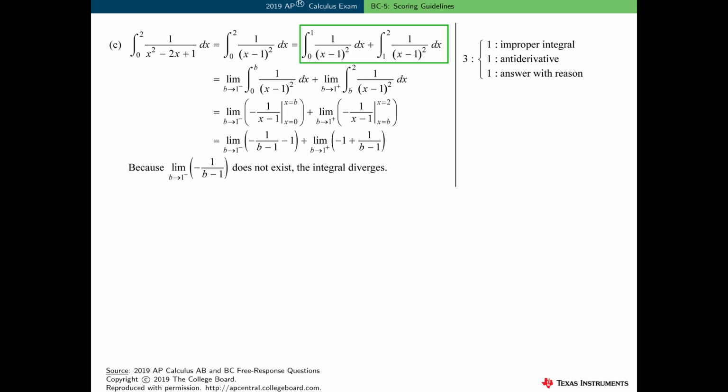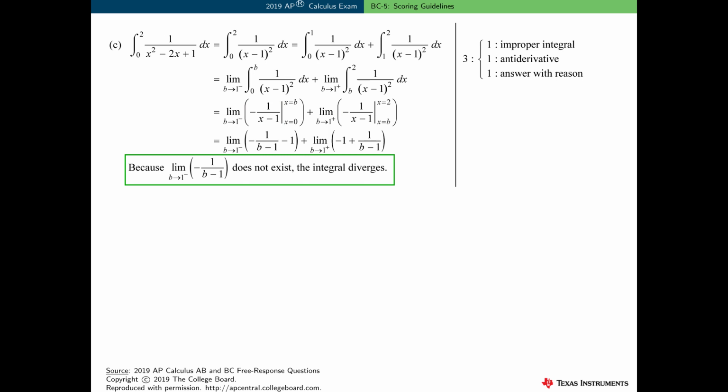The first point was for recognizing and conveying that this was an improper integral. And this could be presented in a variety of ways. Perhaps the most straightforward approach was to split the original integral at x equal 1 into two separate definite integrals. But somehow here, the student needs to present sufficient evidence of an infinite discontinuity at x equal 1. The second point was for the antiderivative, and the third point was for the answer. The integral diverges, with a sufficient reason.